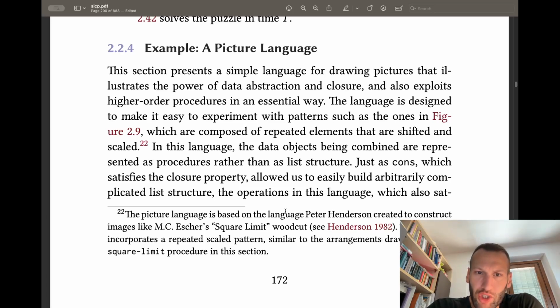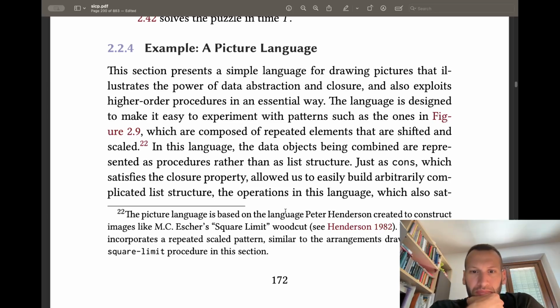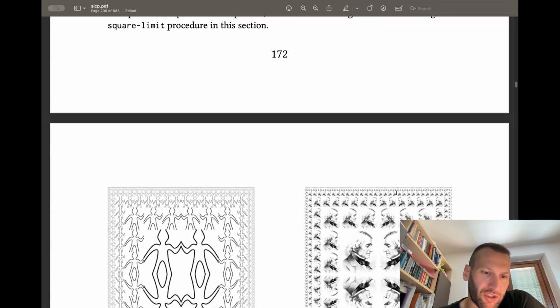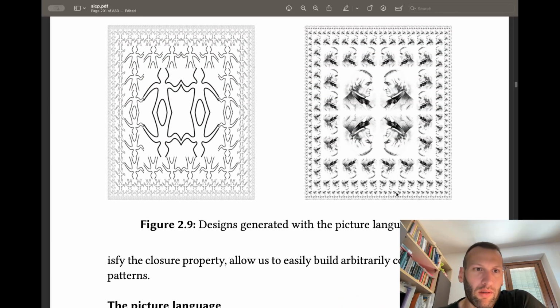In this language, the data objects being combined are represented as procedures rather than as list structure. Just as cons, which satisfies the closure property, allowed us to easily build arbitrarily complicated list structure, the operations in this language, which also satisfy the closure property, allow us to easily build arbitrarily complicated patterns. And this reminds me of Escher.